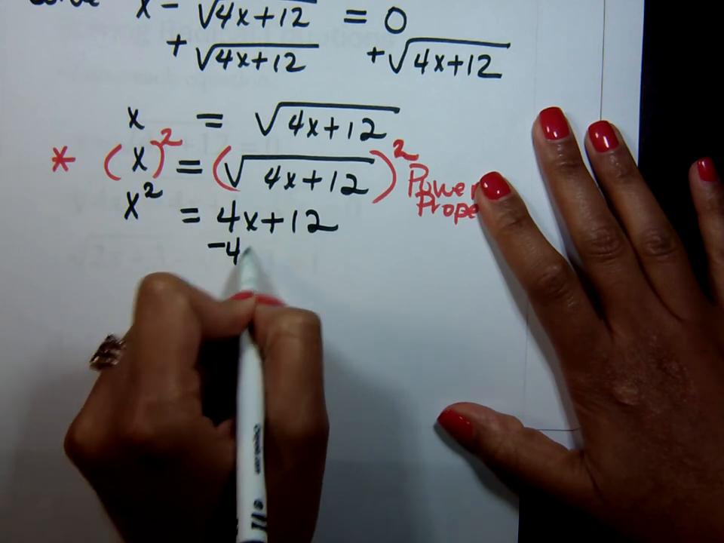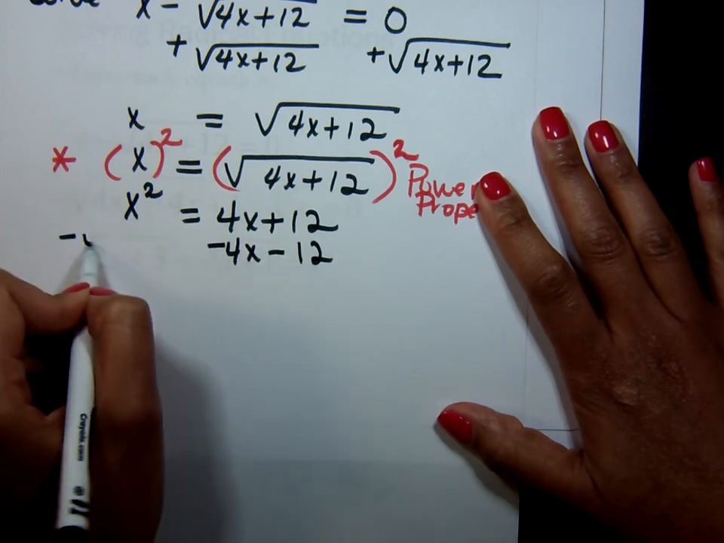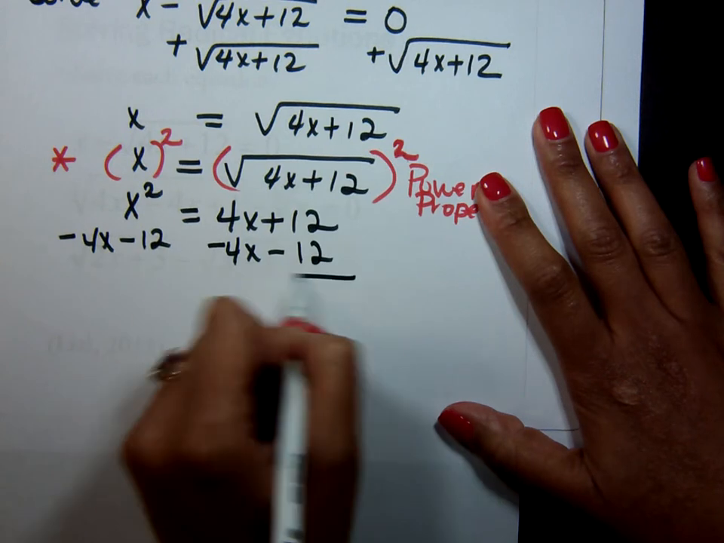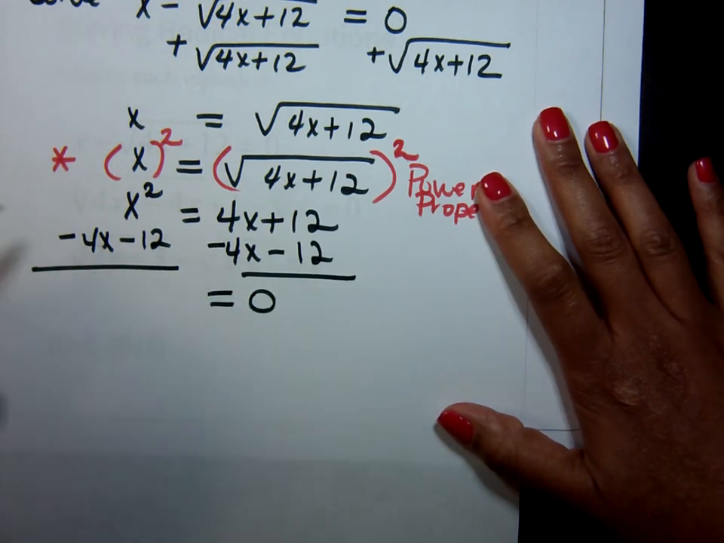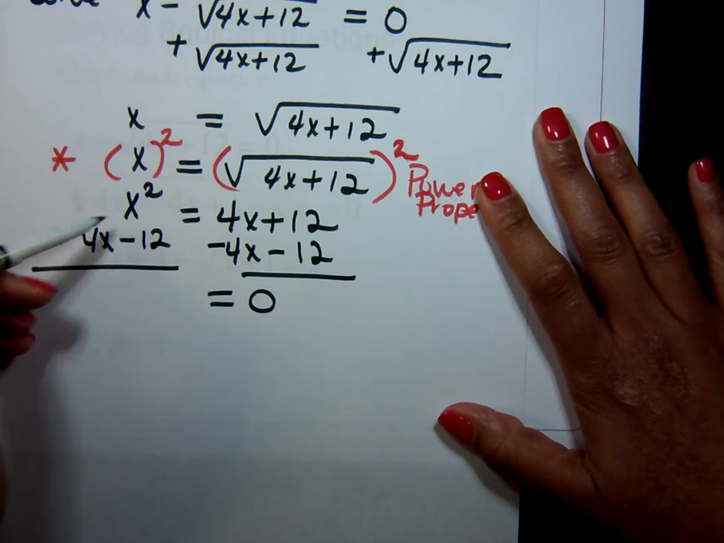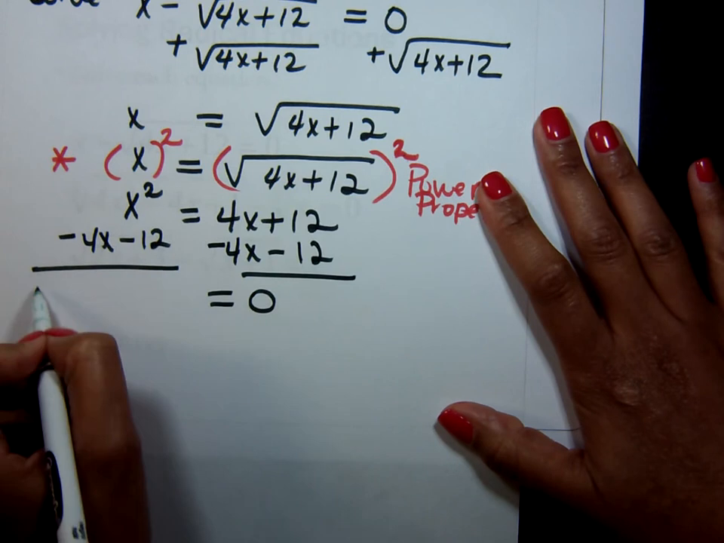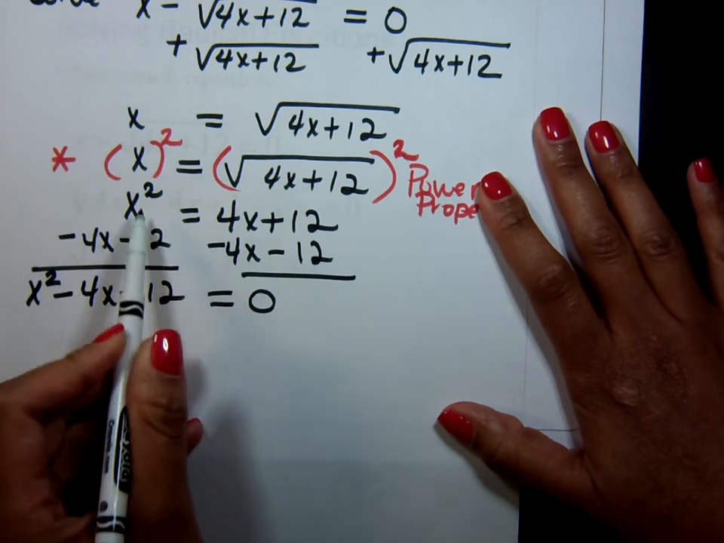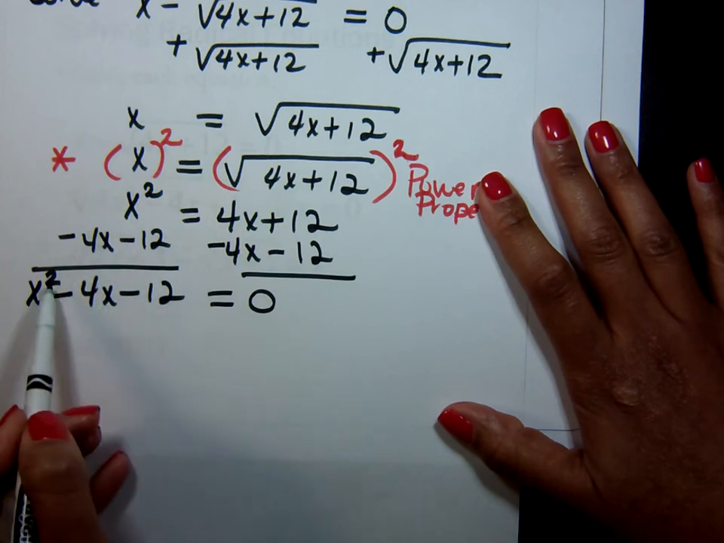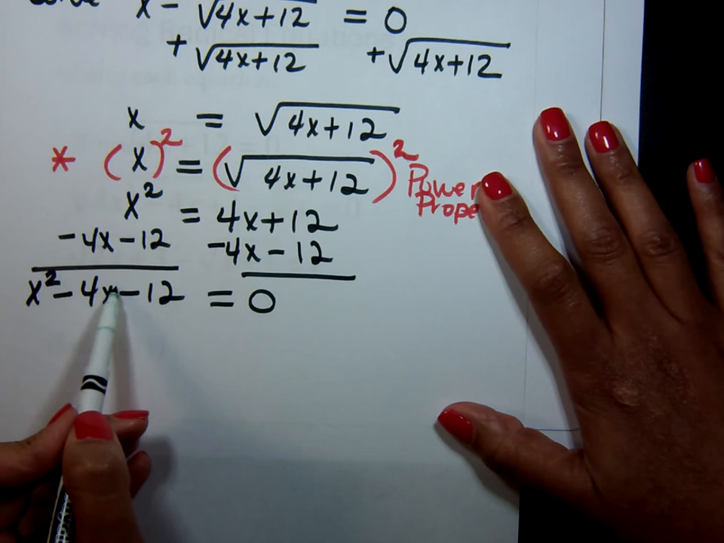So I want to get all terms on one side, because when solving a quadratic, I either want to factor or I want to use the quadratic formula. So let's bring down x squared, then minus 4x and minus 12. And you know I can't add these because they are not like terms. This exponent is 2, this one is 1. The degree of this term is 2, the degree of this one is 1.